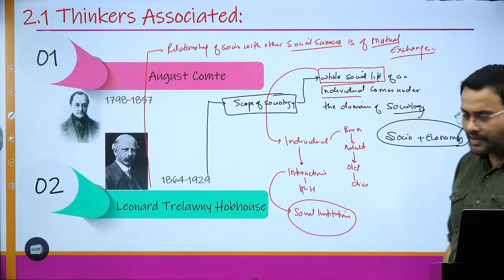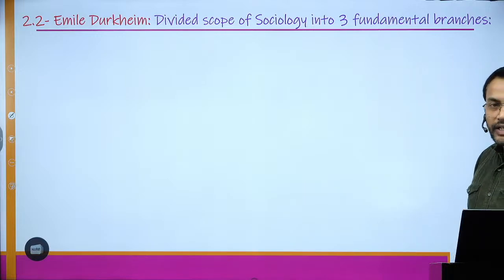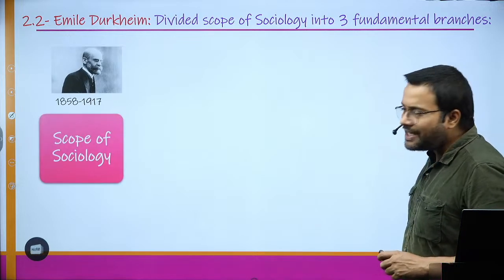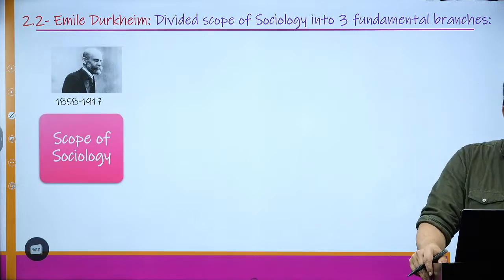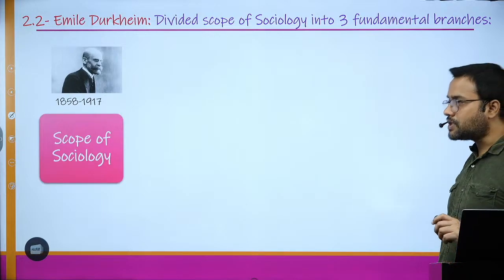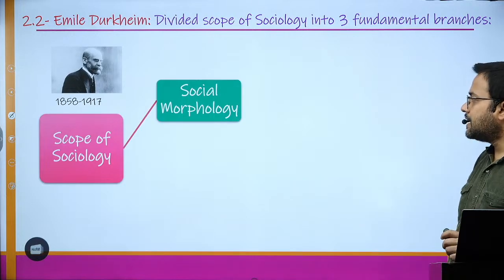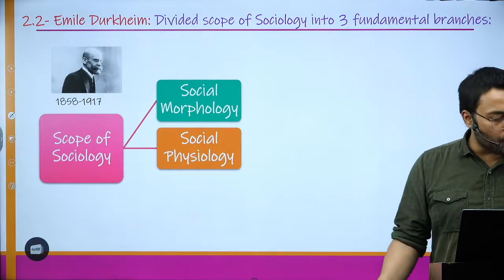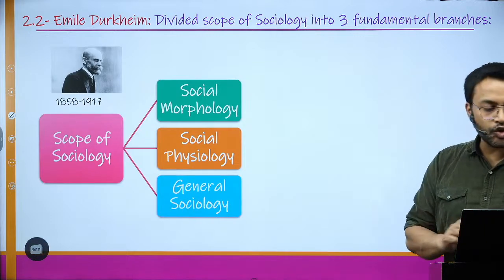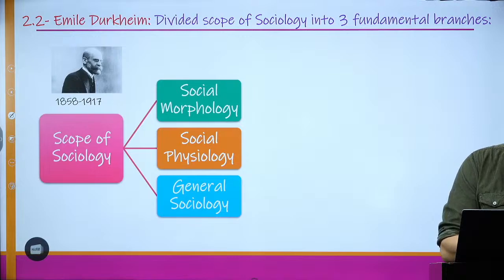Now next we talk about Emile Durkheim, a very important thinker, and we'll also be dealing with him in our unit 4. What he said with respect to the scope of sociology, as we know, Emile Durkheim was a positivist as well as a functionalist. He divided the whole scope of sociology into 3 parts: social morphology, social physiology, and general sociology.